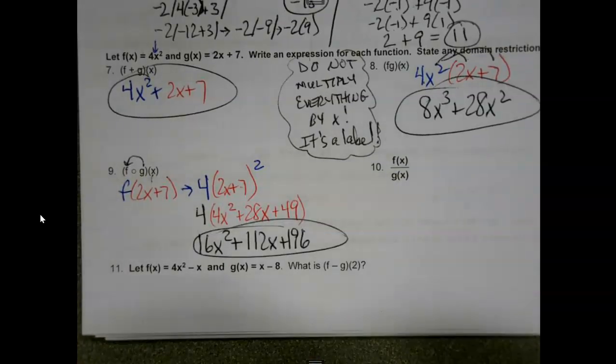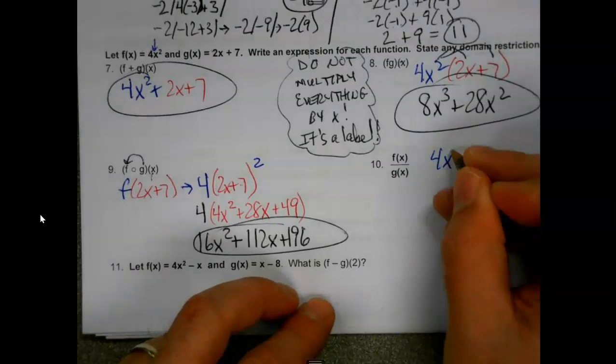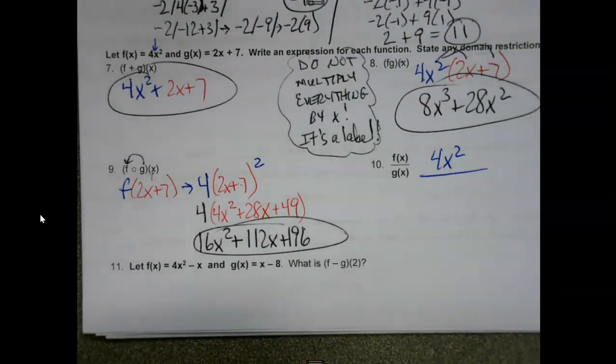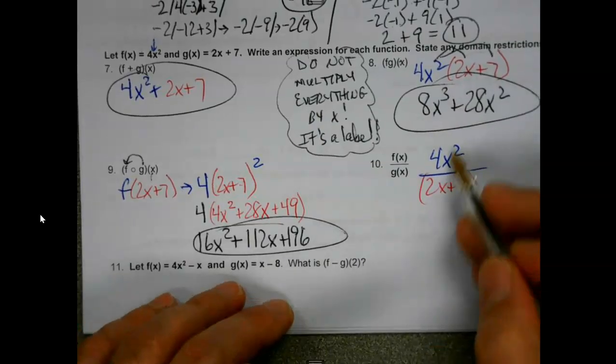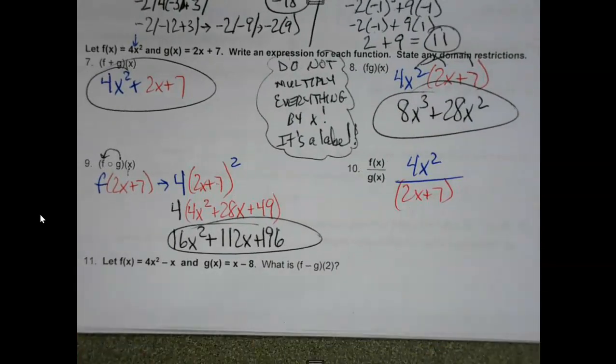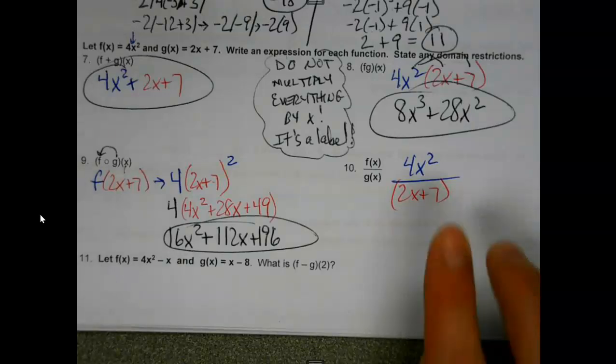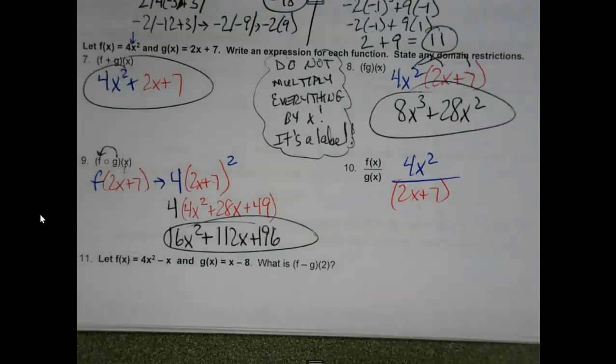And finally, f of x divided by g of x. We chatted about this in class. Don't be that person. You cannot reduce that. You cannot cancel that. Those two terms are bonded and happy. Don't break them up.